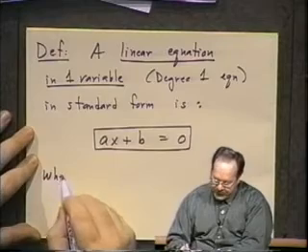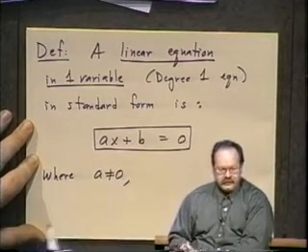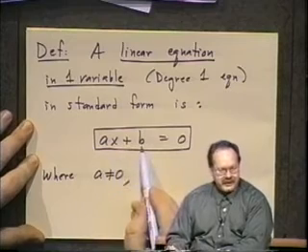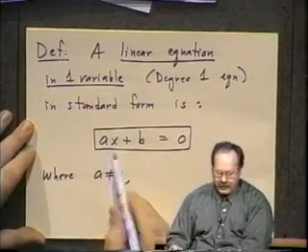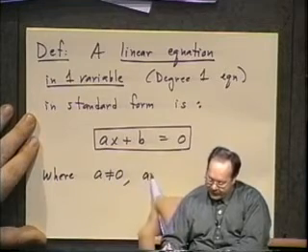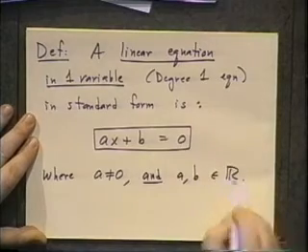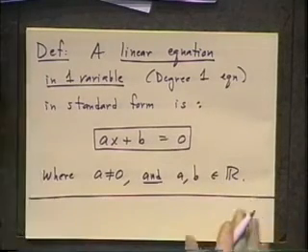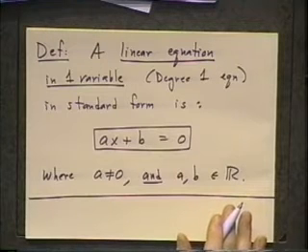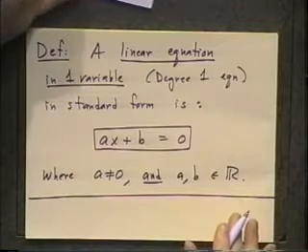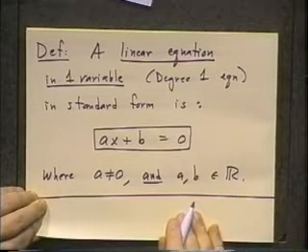Now, in order for this to be meaningful, just for the record, we assume that a is not 0, because if a is 0, we just have a constant here, and there's only one constant that equals 0. That's 0, so a better not be 0. And otherwise, the a and the b are real numbers. So we are not talking about the situation where they might be complex numbers. For us, they are simply real numbers. Okay, well, that's the definition of a linear equation.